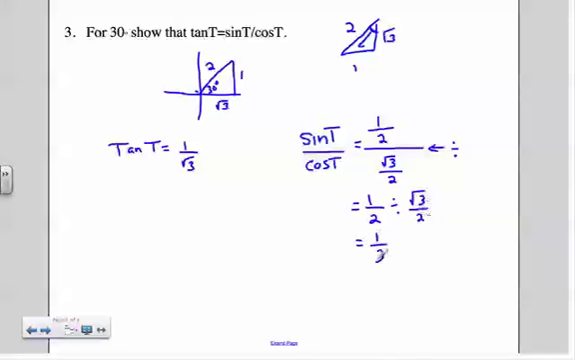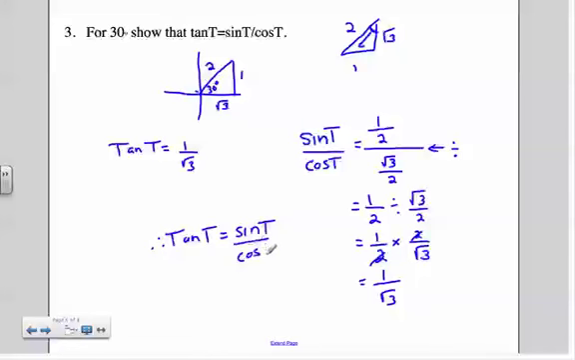To divide by fractions, you flip and multiply. So I don't flip the first one, I flip what I'm dividing by. Since I'm dividing by root 3 over 2, it becomes 2 over root 3, and it changes to multiplication. Multiplying by 2 and dividing by 2, we have a 2 on top and bottom, we can cancel. So I end up with 1 over root 3. So therefore, tan of t equals sine of t over cos of t, because we got the same answer for both.